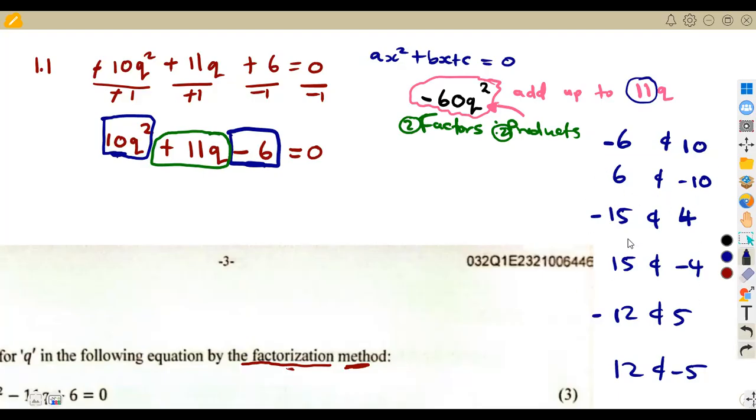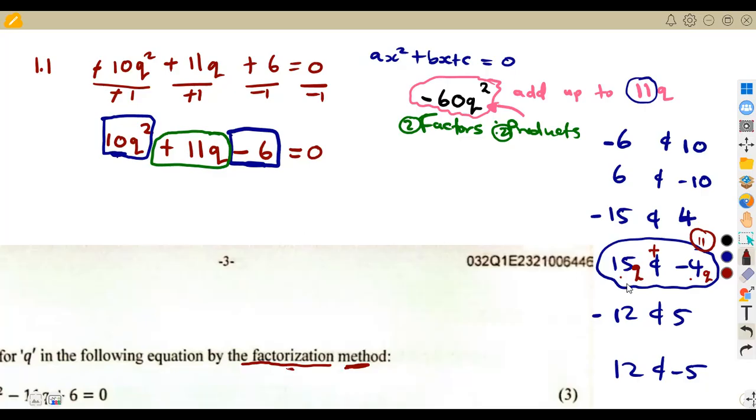You're adding on the calculator. If you add this, you're going to obtain a negative 11. But if you add these two here, you are going to obtain positive 11. 15 plus negative 4, that's 11. So meaning to say this is the combination that we want, but we're just going to put the q so that we match with the middle term that we have.